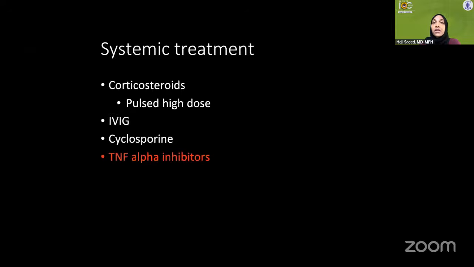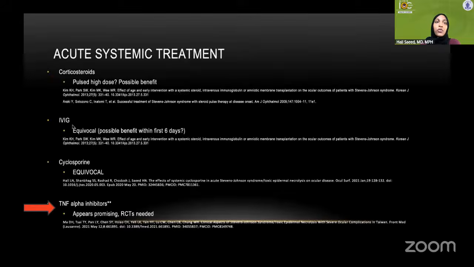Briefly, there is systemic treatment that can be undertaken in the acute phase, largely in the burn unit with the collaboration of our dermatology colleagues. And these involve corticosteroids, IVIG, cyclosporin, and TNF-alpha inhibitors. Again, for the sake of time, I won't go into detail. Most of these have equivocal data anyhow. There is not a very definitive benefit of systemic treatment for ocular surface disease. However, there does appear to be promise with TNF-alpha inhibitors.